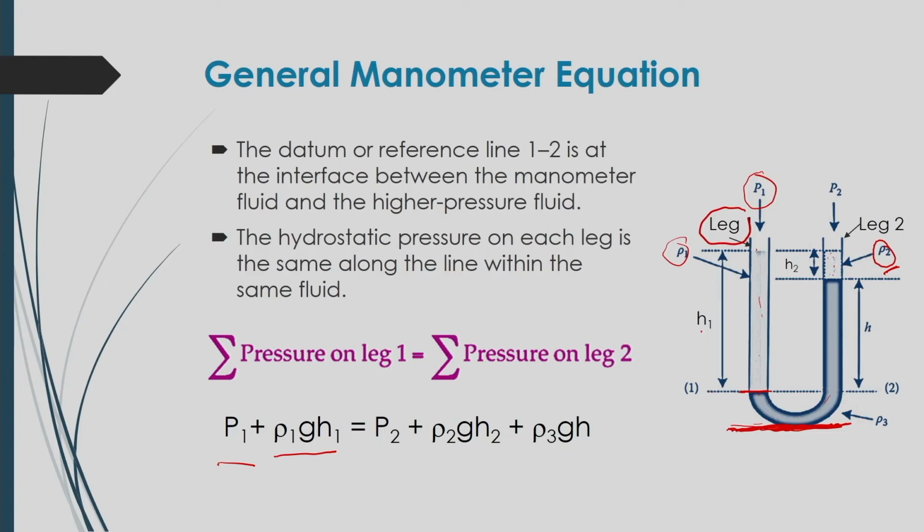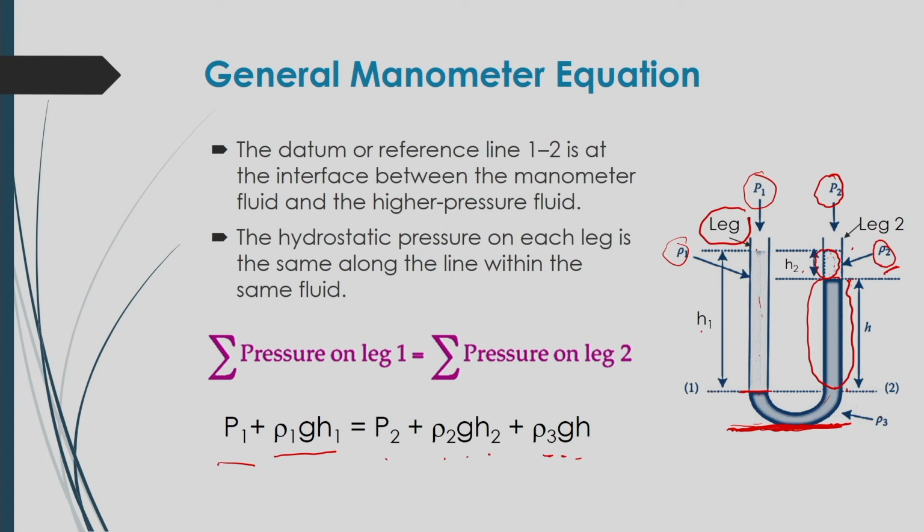Now, if you consider the right leg of this manometer above this datum line, you will see that above this datum line the manometric fluid is raised up to H here. So, from this to this point the height is H, and from this to this point the height is H2, and above this point the pressure is P2. In this case the total pressure will be the summation of P2, the pressure exerted by the fluid of rho 2 of height H2, and the pressure exerted by the manometric fluid of density rho 3 of height H. So, total pressure will be equal to P2 plus rho 2 into g into H2 plus rho 3 into g into H.